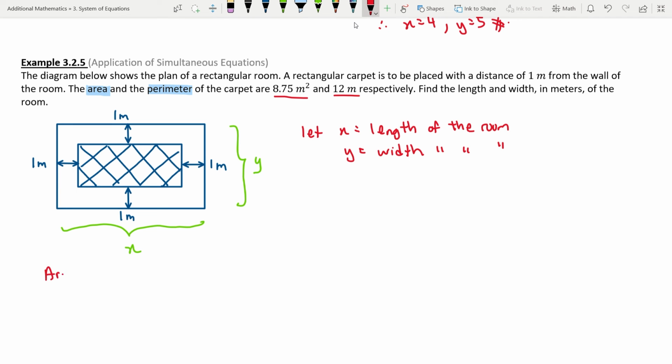The area of the carpet is equal to 8.75. The area of the carpet is x minus 2 multiplied with y minus 2 because it is 1 meter from each side of the wall. Hence, we need to minus 2 for the length and the width. And it is equal to 8.75.